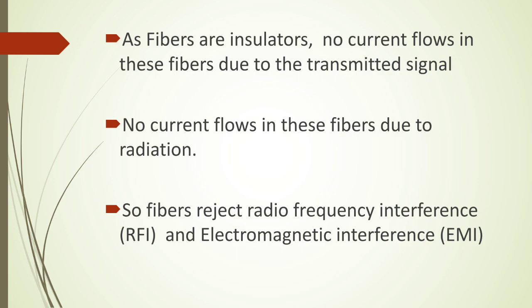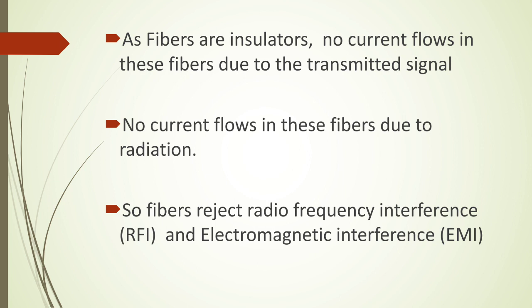As fibers are insulators, no current flows in these fibers due to the transmitted signal. We know that the signal in the fibers is in the form of light. There is no current in the fiber. The light signal travels from one place to another place in the fiber. So no current flows in these fibers due to radiation as well, because these fibers are made of insulators.